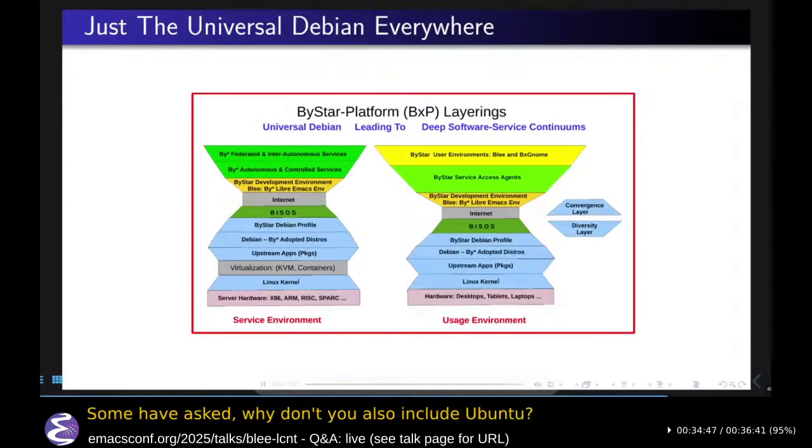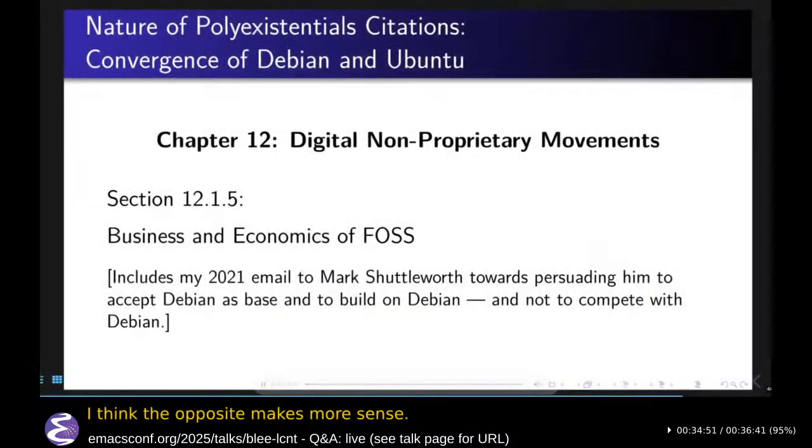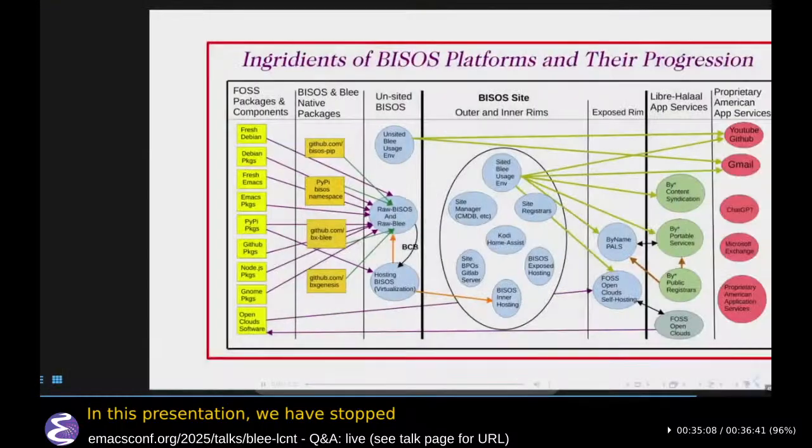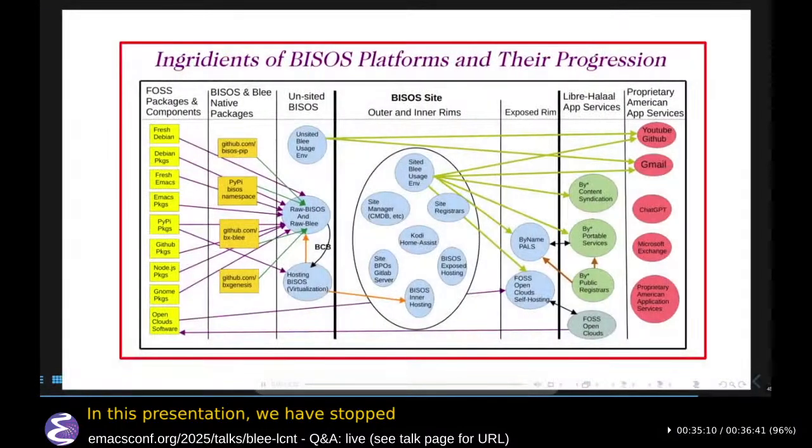Some have asked, why don't you also include Ubuntu? I think the opposite makes more sense. Ubuntu should converge with Debian. I tried to explain this to Mark Shuttleworth in an email a while back. I've included that email in section 12.1.5.